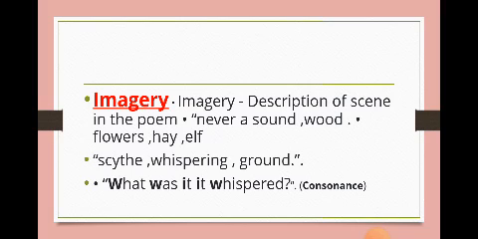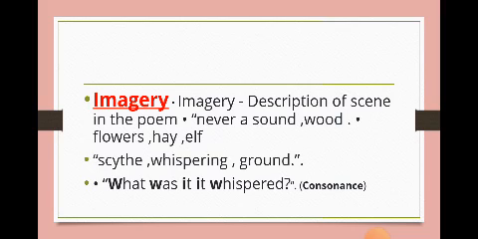Imageries are the pictures or sounds created by the poet by using his words. For example, in this poem, the poet tries to create a picture of the wood. He also gives us a picture of flowers, a picture of hay, a picture of a little person, that is an elf, a picture of the sickle, the sound of whispering, the sound of talking, and also a picture of the ground.